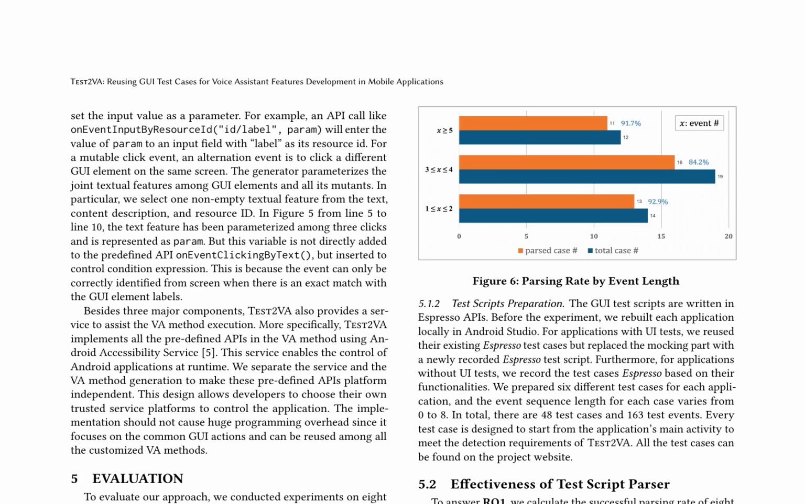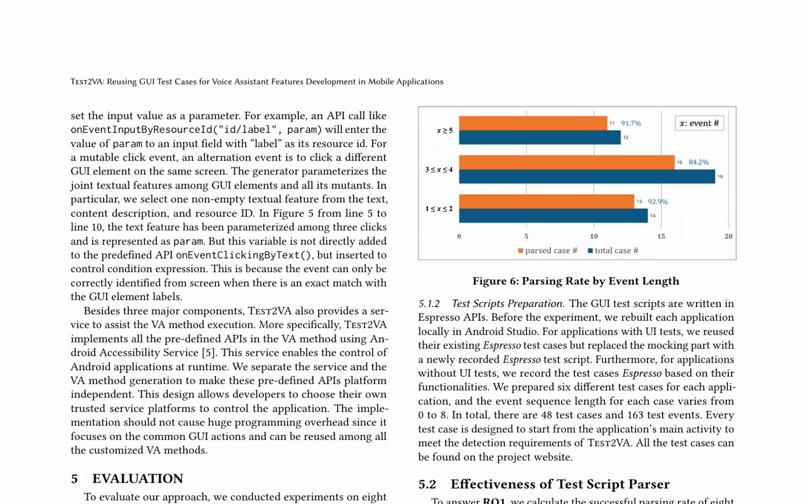Additionally, Test2VA provides a service to assist the VA method execution, implementing predefined APIs in the VA method using Android Accessibility Service, which enables control of Android applications at runtime. To evaluate Test2VA, experiments were conducted on 8 open-source Android applications across different categories, aiming to answer 4 research questions.